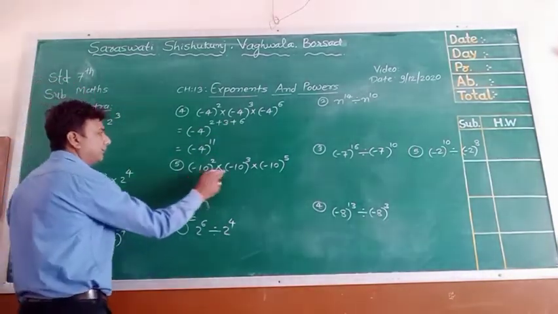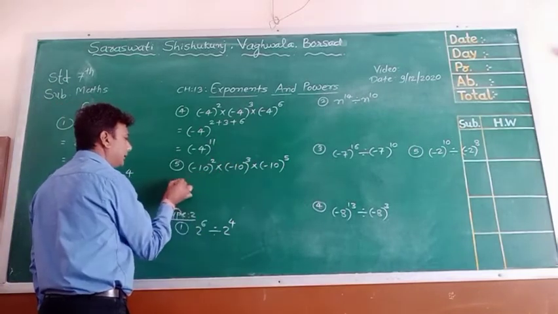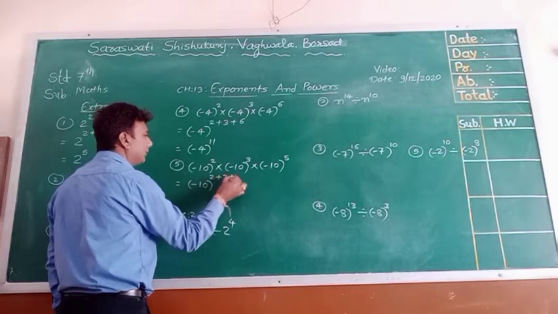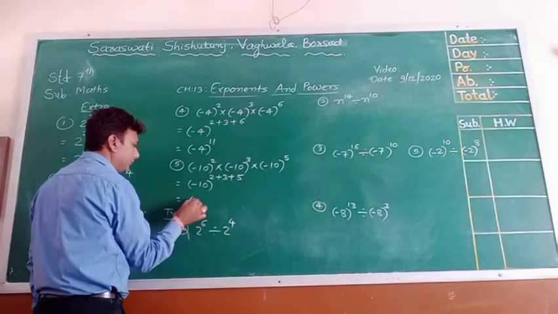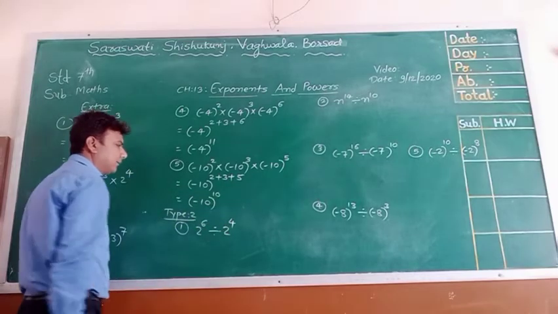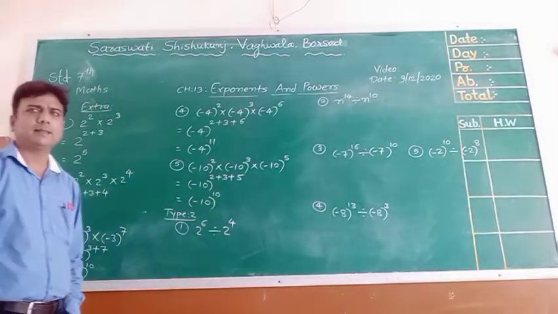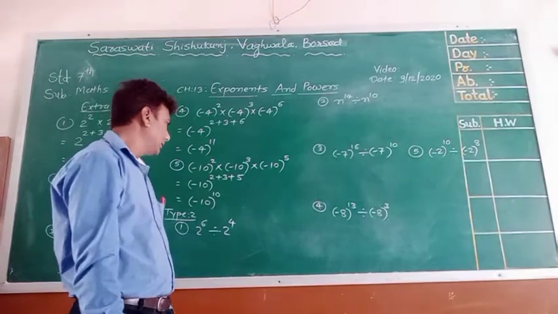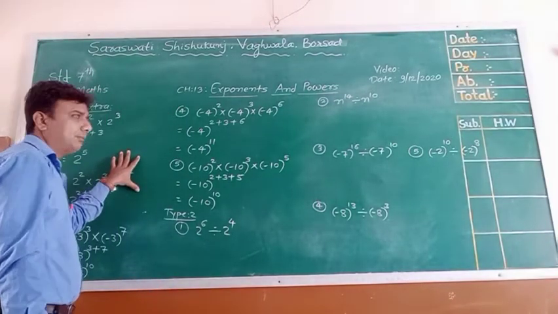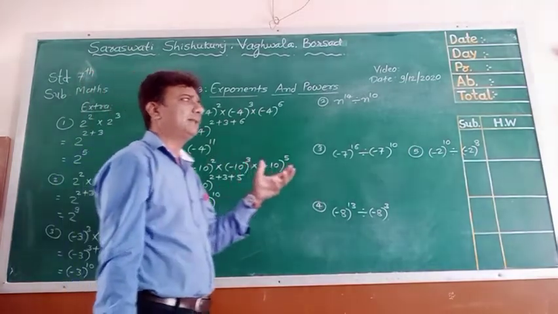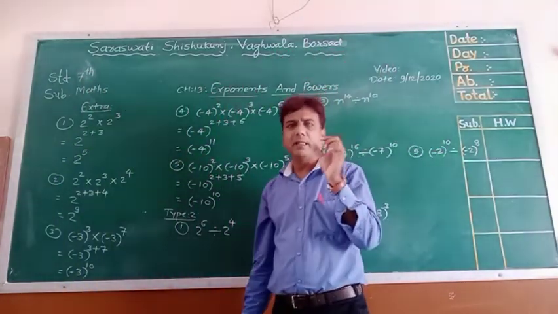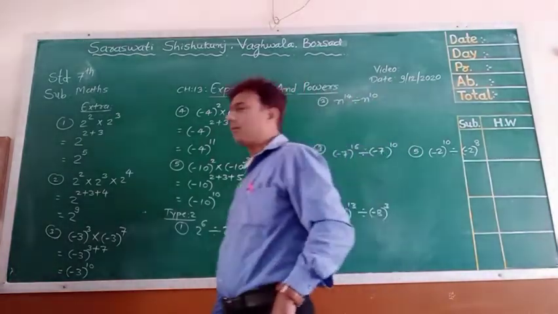Here same base, multiplication, sum of their powers. 2 plus 3 plus 5. 5 plus 3 is 8, 8 plus 2 is 10. So minus 10 raised to 10. So this way we can solve. If there is same base and multiplication relation, simply we will add all those powers.